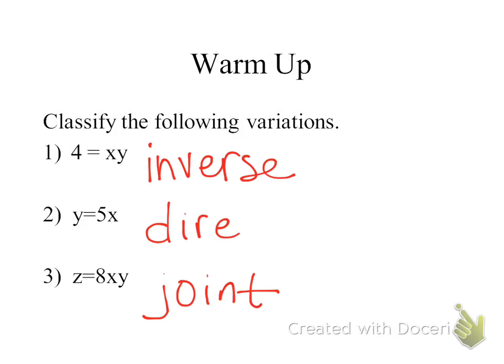Good, one of each. So remember, if you are solved for the constant of variation like in number 1 and they're in a line, it's inverse. If we solved the second one for the 5, the y and the x would be divided, so it's direct. And then if you see 3 variables, it's joint. Questions on the warm-up?